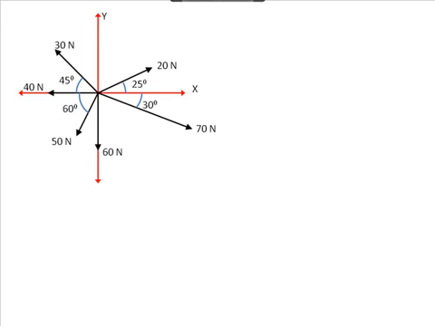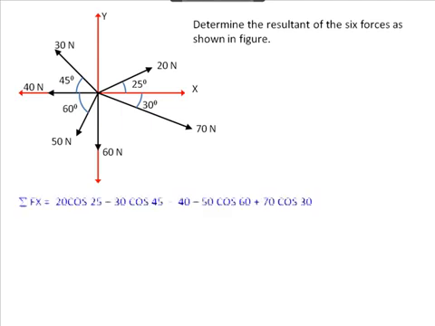This problem will make all these things more clear. Let's have a problem which reads like this: Determine the resultant of the 6 forces as shown in figure. So here are 6 concurrent forces, and what I'm going to do is sum up their x components. They are 20 cos 25 minus 30 cos 45 minus 40 minus 50 cos 60 plus 70 cos 30.